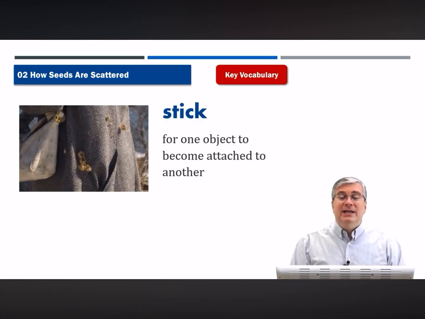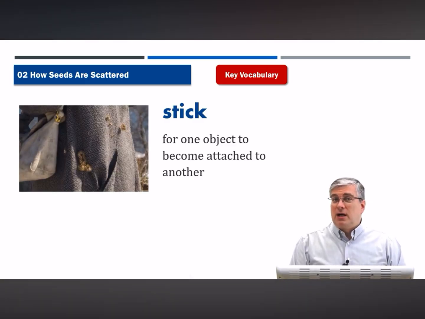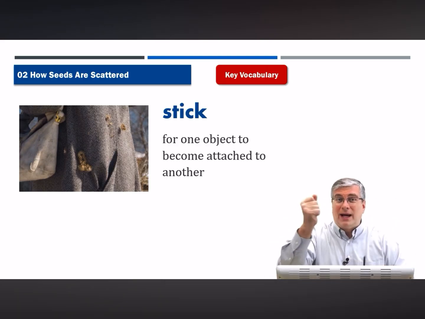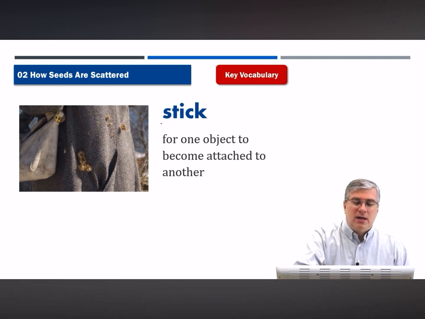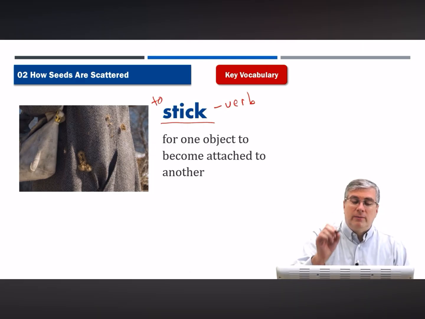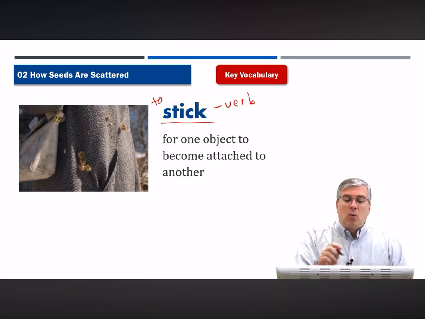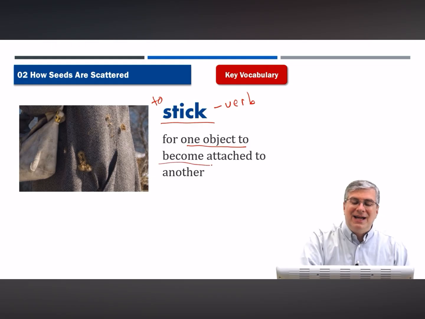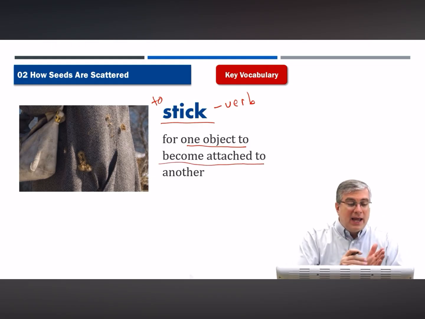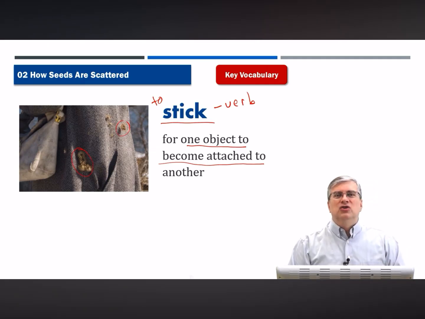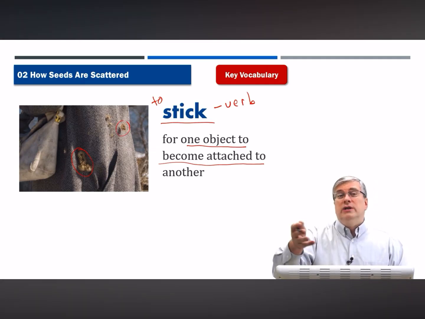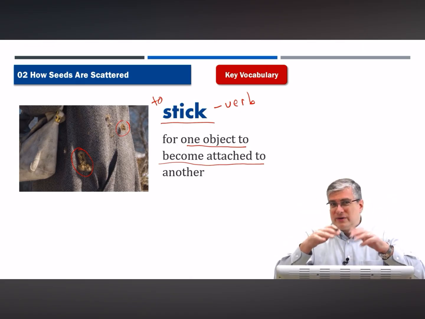Our next word is stick. Now, stick has a couple of different meanings. Of course, you can say, I have a stick, right? You have a tree branch and you wave it around. That's a noun, but we're not talking about that definition here. Stick here is a verb. It's a verb in this definition. It means for one object to become attached to another. And you can see in this picture, you're probably familiar with this situation. You walk in the woods or you walk in a grassy area where there's a lot of plants.